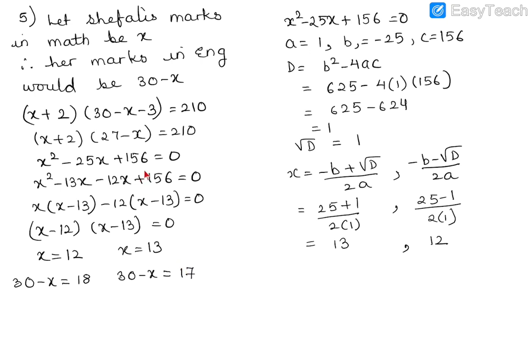Subsequently, if you are not comfortable with this, put A, B, C. This is an alternative method, and find out D, which is B square minus 4AC. And I'm getting here 1. What I need is a square root of D, which is again equal to 1. So I put it in the quadratic formula, 1 with a plus D, 1 with a minus D. And I'm going to get the same answer. X is 13. If X is 13, then the value of 30 minus X would be 17. That means this is maths, this is English. And if X is 12, then the next value is 18. This is maths, this is English.